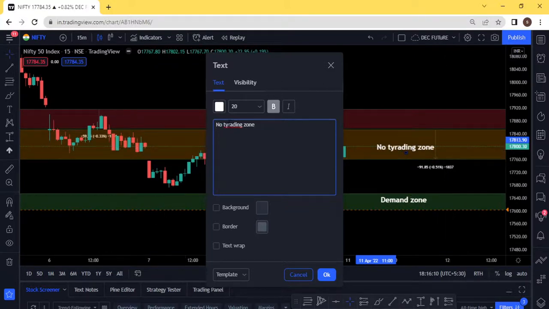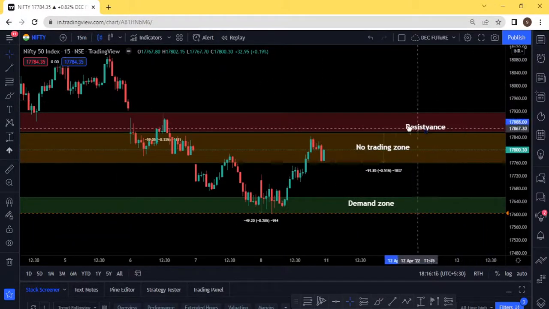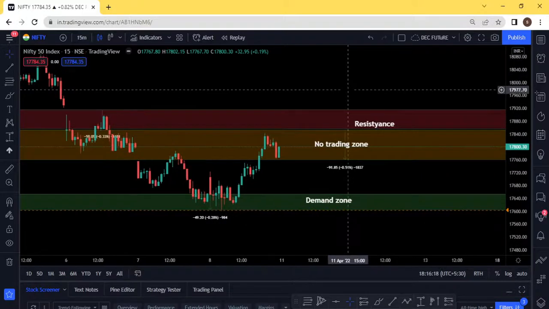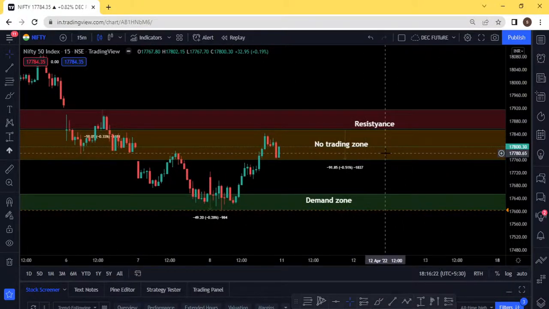Again, as I said, if there is some mistake, please do forgive me here, right? So you have a no trading zone, you have a resistance zone here. Now having seen these three things itself, we get a small trade plan. There are three trade plans that I'm going to discuss with you.